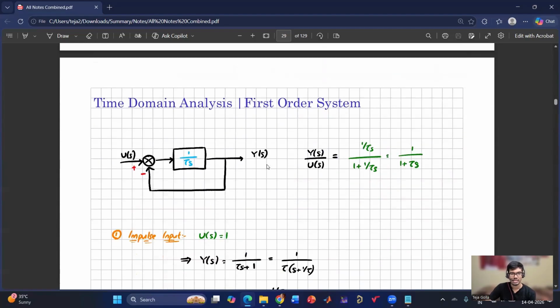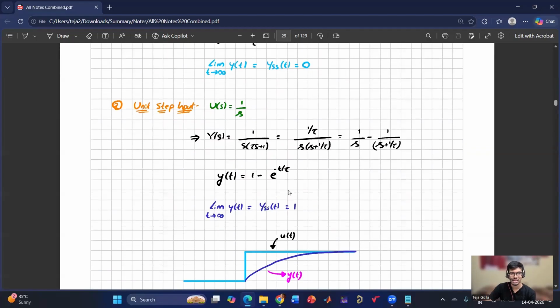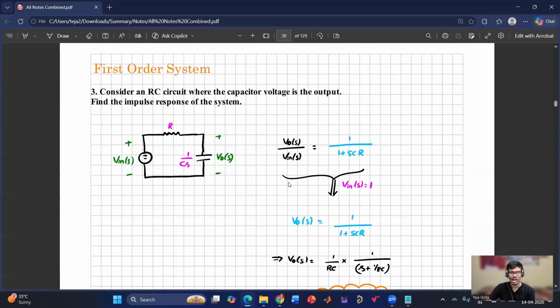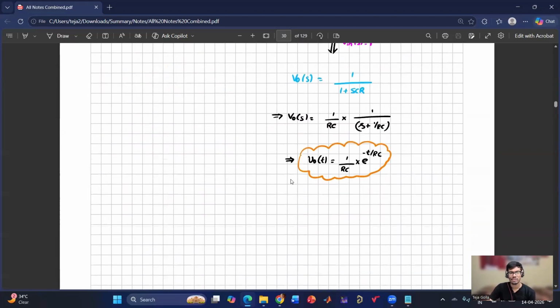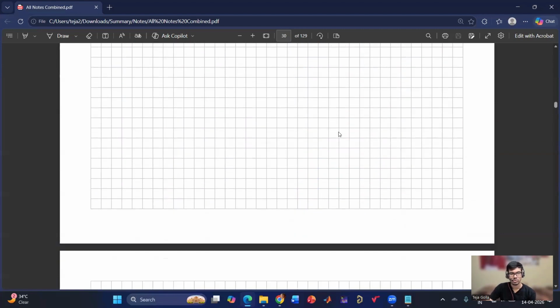And then we have also done the time domain analysis for the first order system. So if the input is impulse, what will be the output? What will be the steady state? If the input is unit step, what will be the output? Similarly, for an RC circuit, if a step input is given, what will be the output? So we have solved in the S domain and then converted back to time domain.